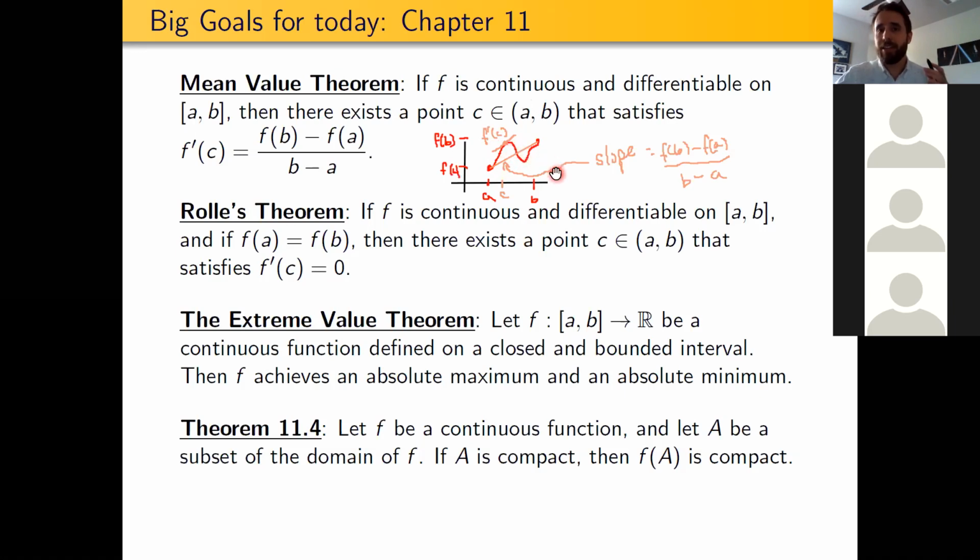We can also say this in terms of rates of change: somewhere in the middle there's a point where the instantaneous rate of change, what's happening right at the point c, is equal to the average rate of change across the entire interval from a to b. So we can formulate it in terms of slopes of tangent lines, in terms of average versus instantaneous rates of change, as we see in this picture, and algebraically using this equation.